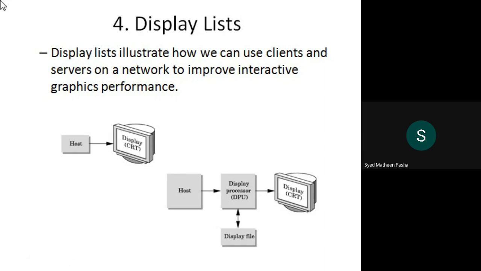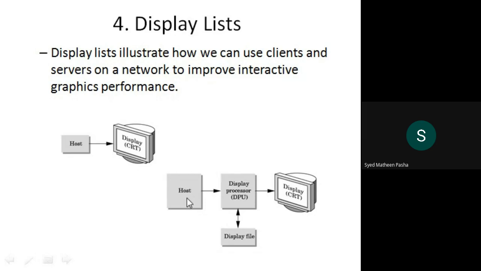Basically, a display list tells us how we can use clients and servers on a network to improve performance. That is, with the help of a display list, we can actually improve the performance of clients and servers. It gives a procedure for how to use clients and servers. Basically, it introduces a display processor architecture, which is shown here. This architecture has a display processor along with the host processor. This is the display processor, which is actually called the GPU. It also consists of a host. I can call this the host processor as well.